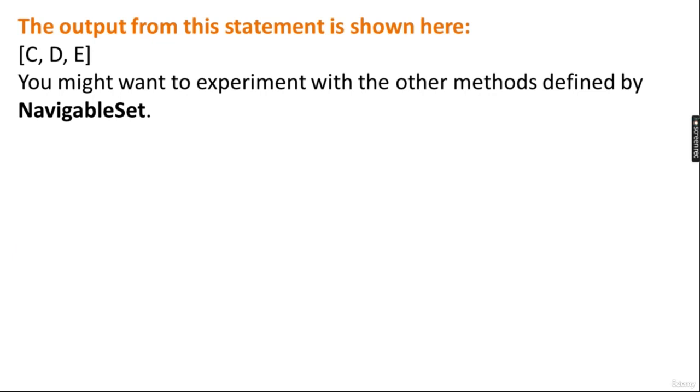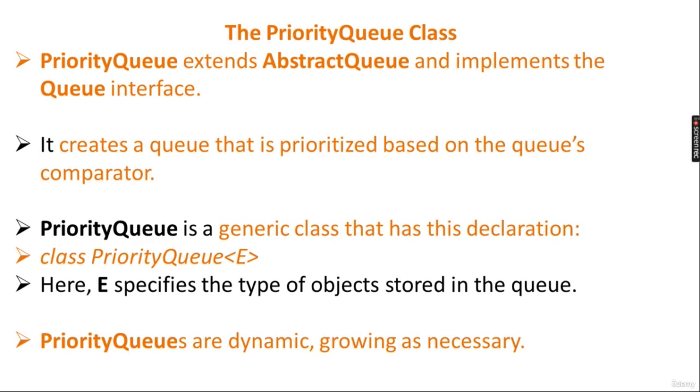Now you can experiment with other methods of NavigableSet. Then you can use them at home. PriorityQueue class: PriorityQueue extends AbstractQueue and implements the Queue interface. It creates a queue that is prioritized based on the queue's comparator. So what is the priority queue? It creates a queue that is prioritized based on the queue's comparator.